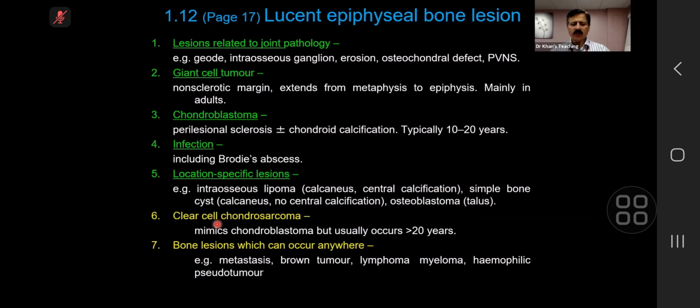This is a rare tumor, clear cell chondrosarcoma, I believe beyond 2B level. These things are extremely important. Bone lesions which can occur anywhere. Things like brown tumor of hyperparathyroidism, metastasis, lymphoma, hemophilic pseudotumor. And I think you can add here Langerhans cell histiocytosis, LCH, which we are going to cover.